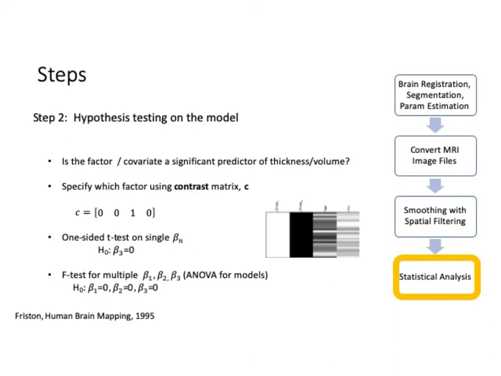Alternatively, you may also perform an F-test, which is equivalent to performing an ANOVA, but an ANOVA is now performed on the model parameters, that is the beta values, rather than the measured parameters, which is the thickness and cortical estimates. This is one type of statistical analysis that you can perform.